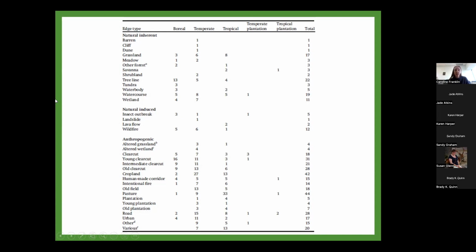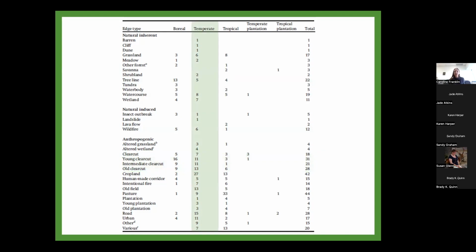If we look at this table in greater detail, we can see that of the naturally inherent edges, the tree line appears to be the most popular studied edge. If we consider the naturally induced edges, wildfire was the most popular studied edge, and in anthropogenic forest edges, edges adjacent to harvested areas were the most commonly studied. But we can see that these varied by age. It was neat to see the different ages because that can affect the vegetation patterns.